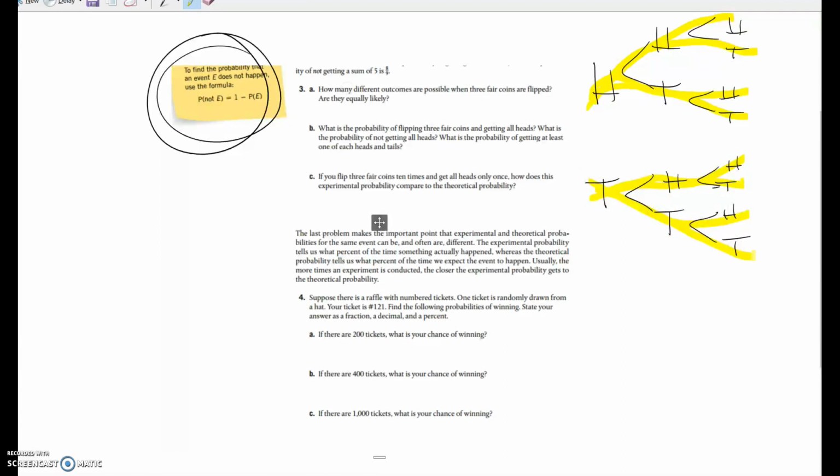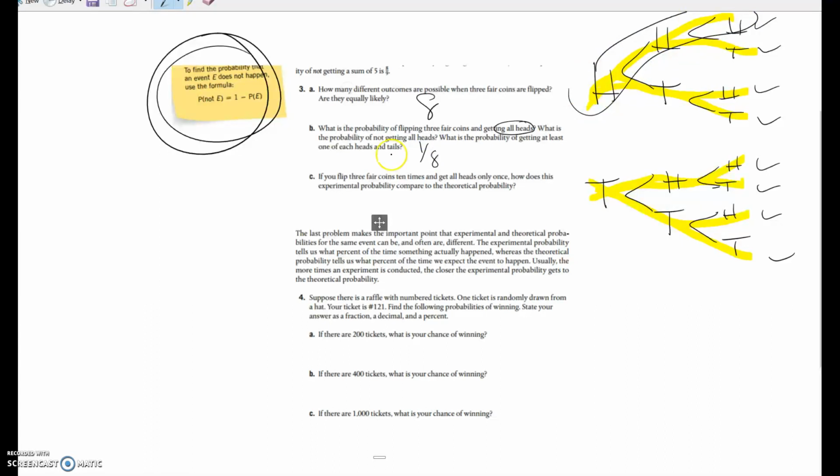All right, so then I know all the possibilities. So then I can start answering questions here. So the first one, how many different outcomes are possible when they flip? So I can count them. There's 1, 2, 3, 4, 5, 6, 7, 8 of them. Okay, and they're equally likely, yeah, because they're all the same chance. What's the probability of getting all heads? That only happens once. Heads, heads, heads. So I have 1 chance out of 8 total.